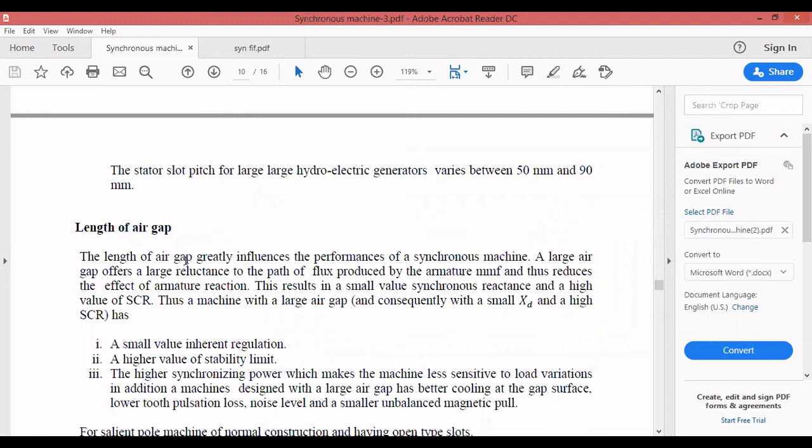Length of air gap. The length of the air gap greatly influences the performance of synchronous machines. A large air gap offers a large reluctance, reluctance being the opposition to the flow of flux. It offers large reluctance to the path of the flux produced by the armature MMF, and thus reduces the effect of armature reaction. This is one advantage. If you go for a large air gap, definitely the effect of armature reaction can be reduced.